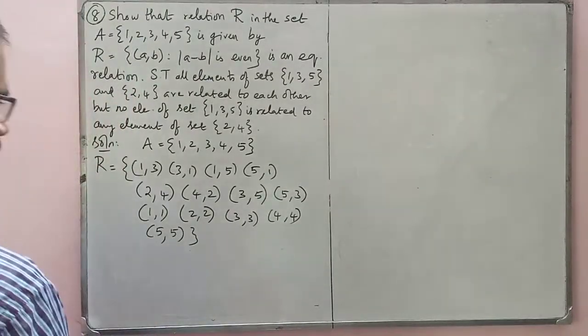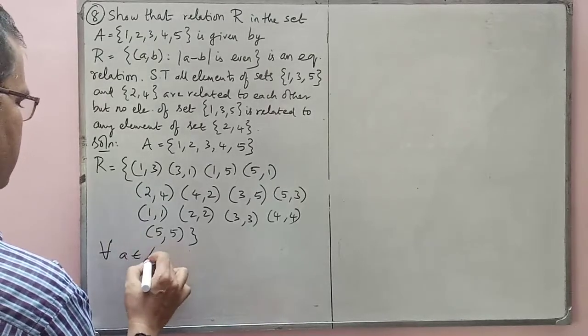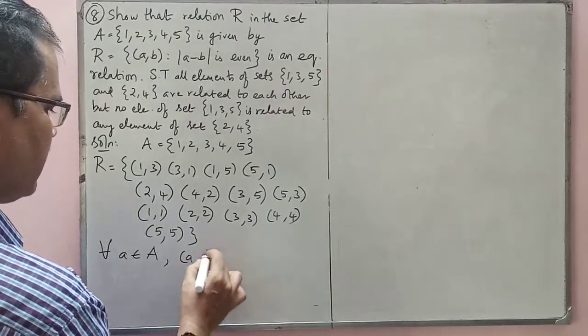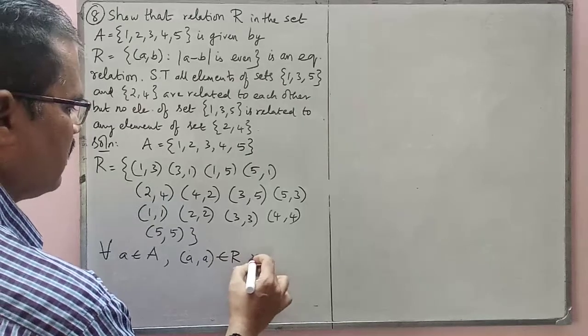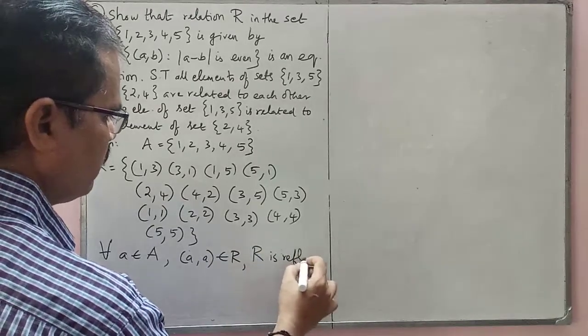First, let us check reflexive. We know the condition: for every a belongs to the set A, (a, a) should be there in R. Then we call the relation R reflexive. This is the condition to prove reflexive.